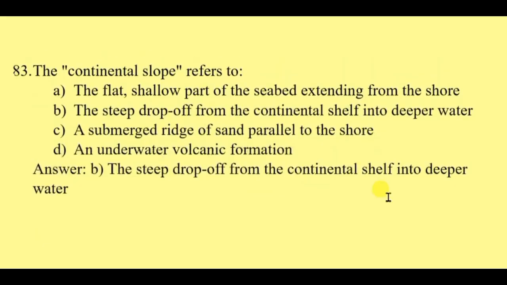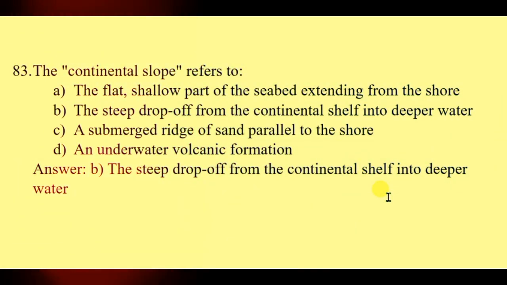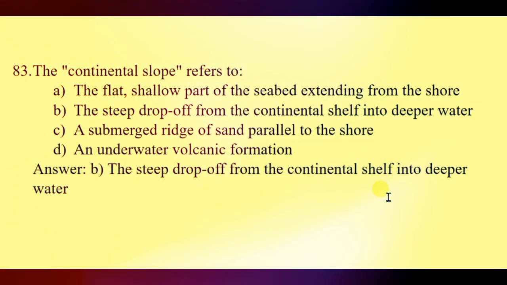Question 83. The continental slope refers to the flat, shallow part of the seabed extending from the shore, the steep drop off from the continental shelf into the deeper water, a submerged ridge of sand parallel to the shore, an underwater volcanic formation. Here the right answer will be the steep drop off from the continental shelf into the deeper water. This is the part of ocean bottom topography.